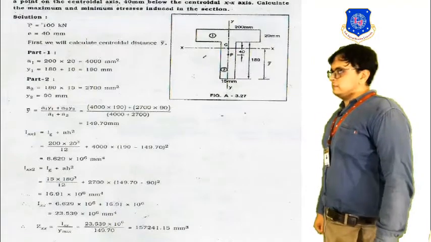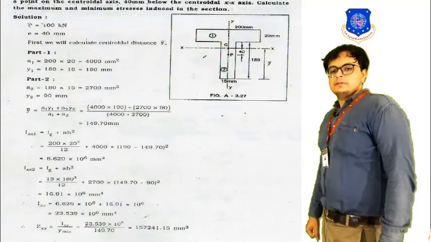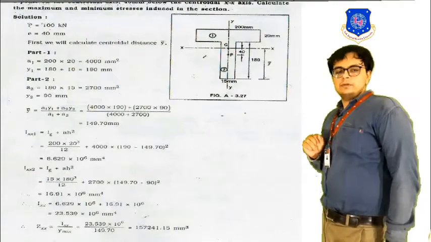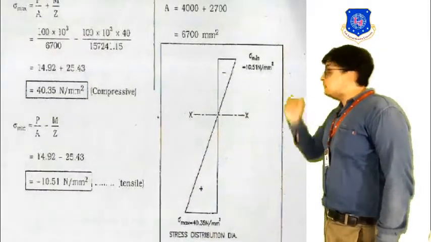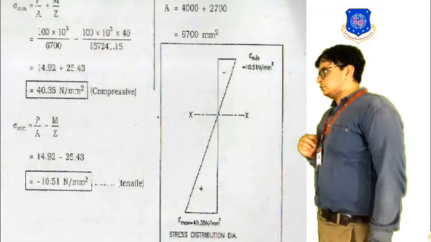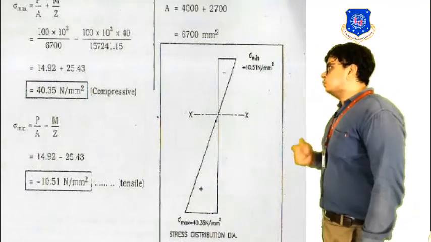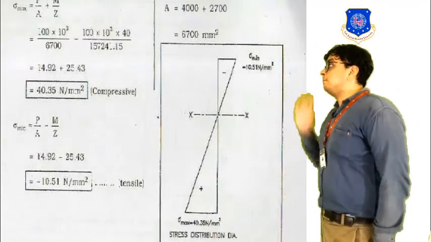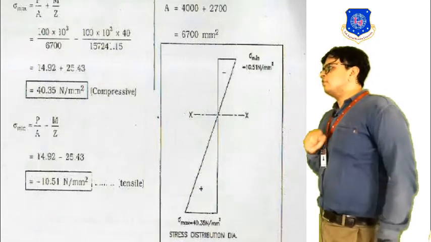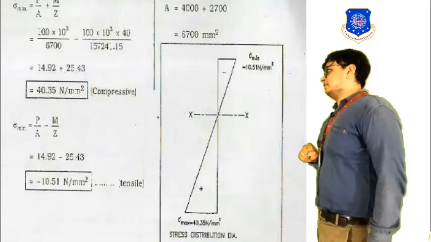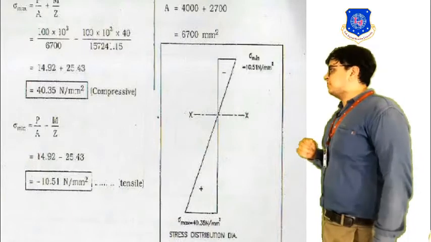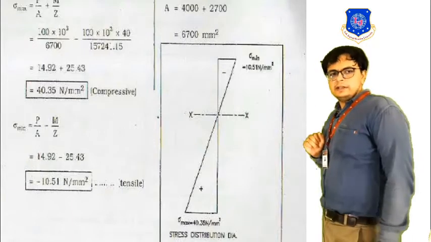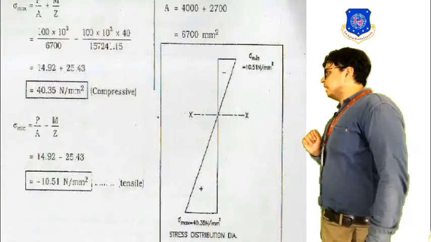So let's start with the further. You can see over here that we have to find the sigma max. Sigma max will be equal to direct stress plus bending stress. So first of all, let's discuss the direct stress. The formula is P by A. Okay, so let's get the values.